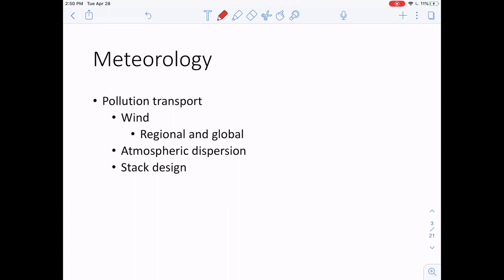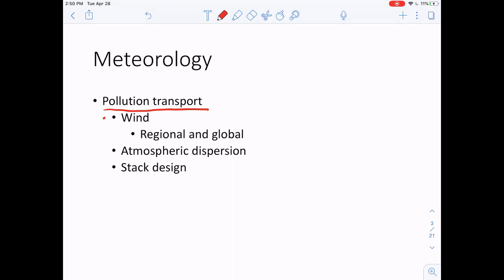So specifically for the pollutant transport, we're going to talk about three aspects. The first aspect is about the wind, the wind patterns. The second aspect is about atmospheric dispersion, which involves the stability of our atmosphere. And the third aspect is more on the design of the stacks, which can mitigate these pollutant transport. Okay, so let's talk about the first aspect.